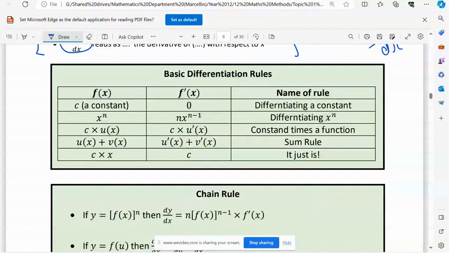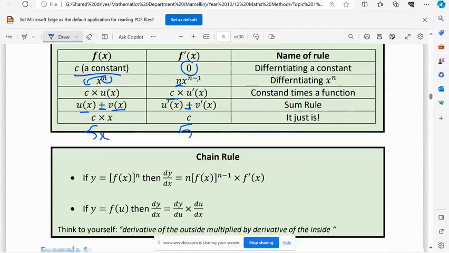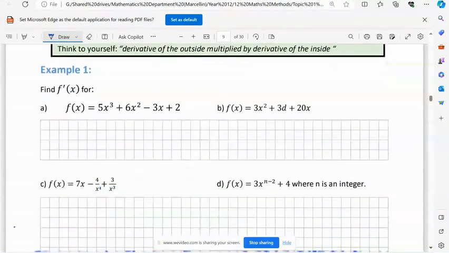Just remember, for any constant, the derivative is zero. With our n, we put it at the front, there it is, and we subtract 1. If there's a constant out the front, just leave the constant out the front. When you're diffing, it should have a subtraction here too. When you're diffing two separate terms, you diff each one separately and put a plus between them. If you've got a number at the front, like 5x, the derivative is just the constant 5, or c, all right?